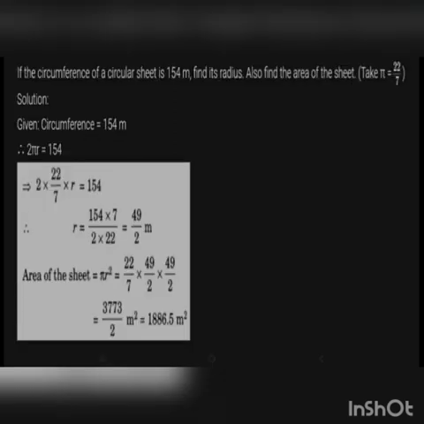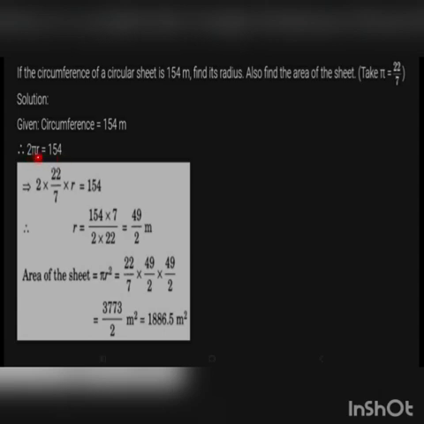Next question. If the circumference of a circular sheet is 154 meter, find its radius. Also find the area of the sheet. Circumference is given. Nothing else is given. So from the equation of circumference we have to find the radius, then we have to find area. So tell me, what is the circumference of the circle? 2 pi r. That value is given as 154. So from that equation we have to find r. So given 2 pi r is equal to 154.